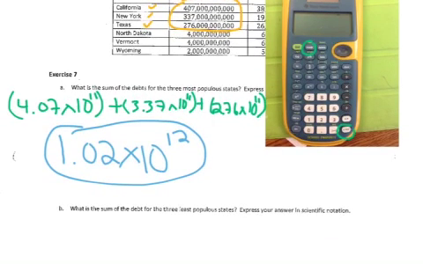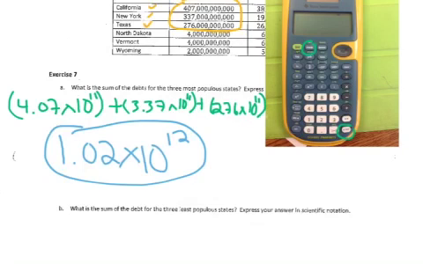So for part B, what is the sum of the debt for the 3 least popular states? So for part B, you are going to be doing the same thing, but this time we're dealing with the 3 least populous states.